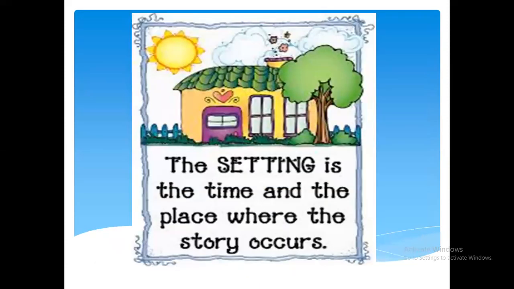The setting. The setting is the time and the place where the story occurs. For example, if we talk about Goldilocks and the Three Bears, the story was situated in a forest and in the house of the three bears. That was the situation and that was the setting of the story.